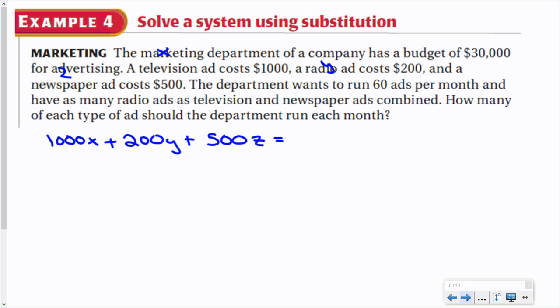And that equals a total of, my second equation. They were to run 60 total ads. So that one wasn't bad. And the radio ads have as many radio ads as television and newspaper together. So the radio was Y, and together it'd be X plus Z. Okay, so here's what I'm going to do. You can tell this one is quite a bit different because of this right here.